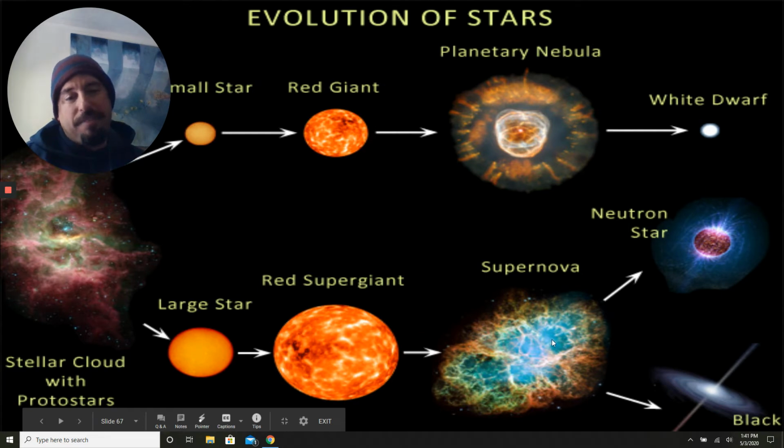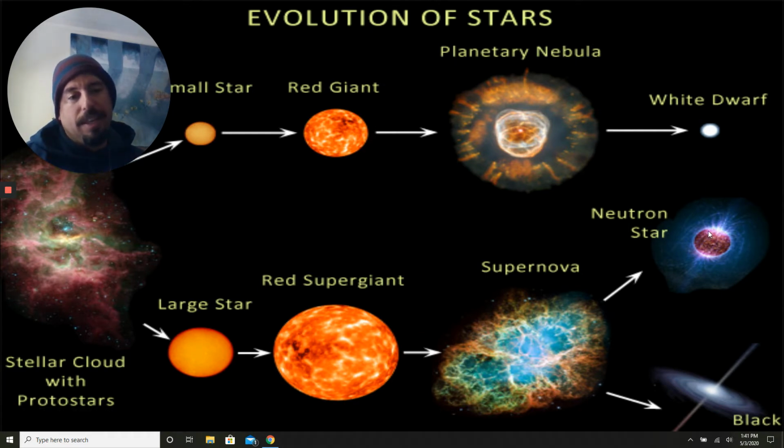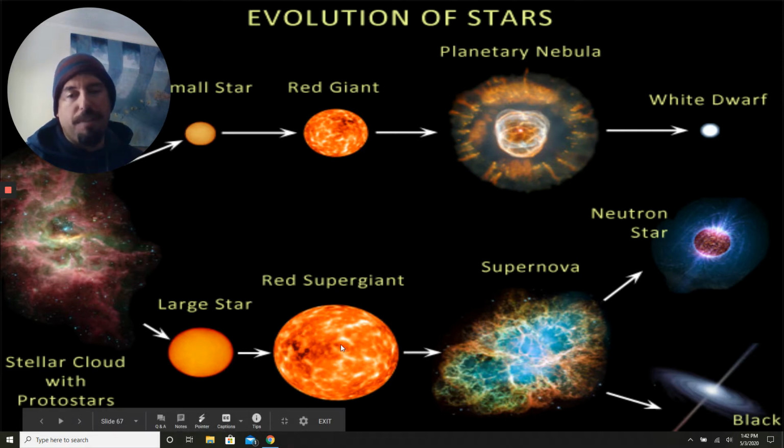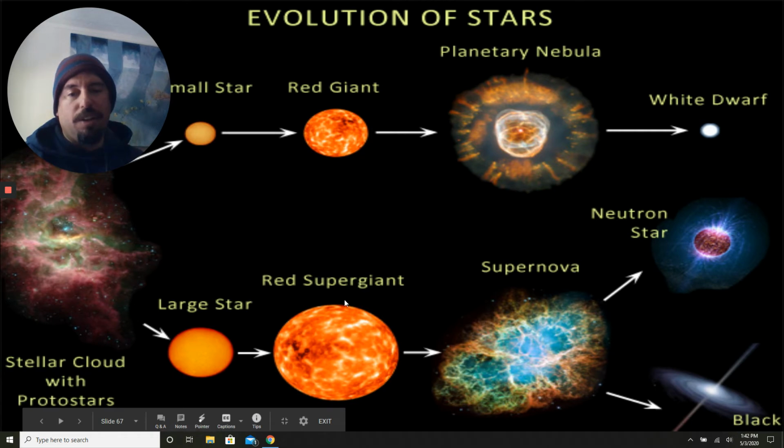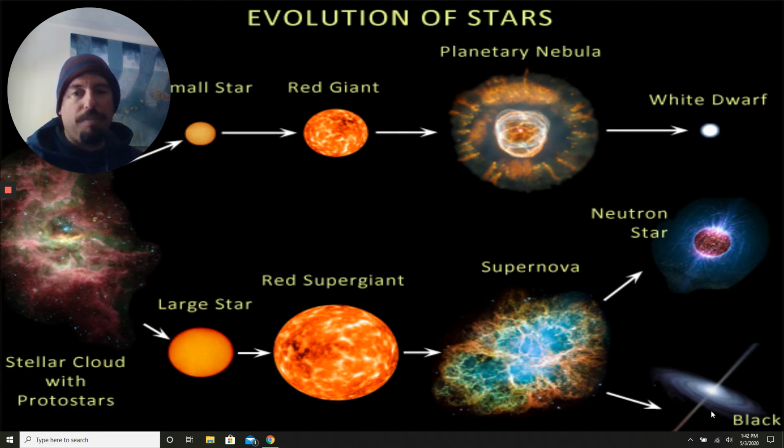And what's left after the explosion of the supernova is either a neutron star or a black hole. A neutron star is present if it is on the small size of a supergiant. It will go to a neutron star, and a neutron star is just very, very dense. Or if it's on the larger side of a supergiant, after the supernova, it will go to a black hole.